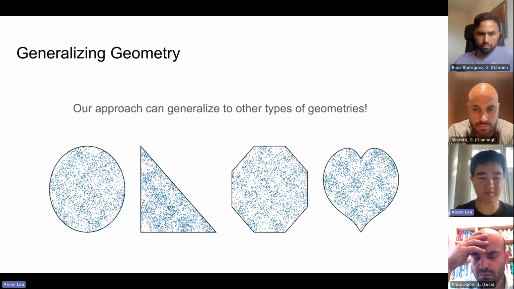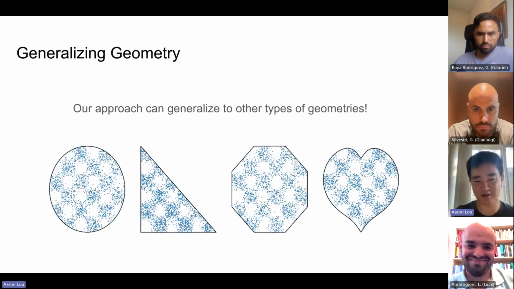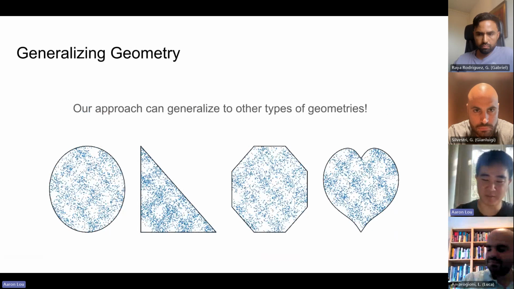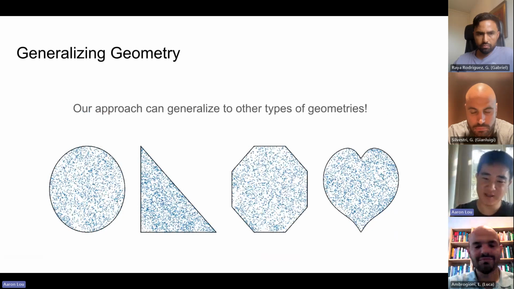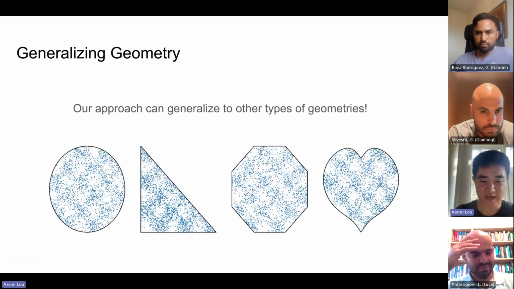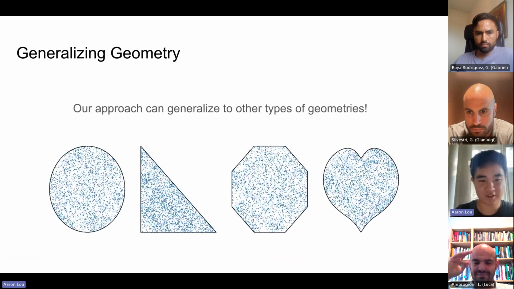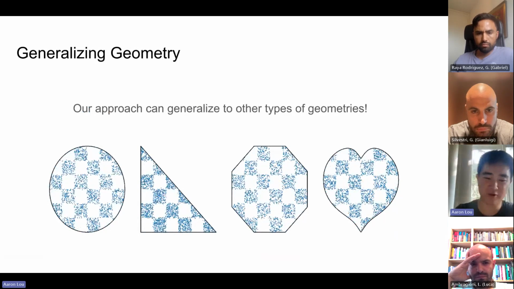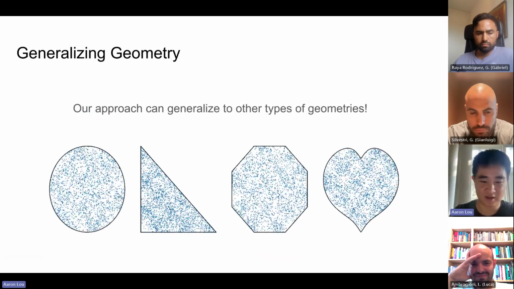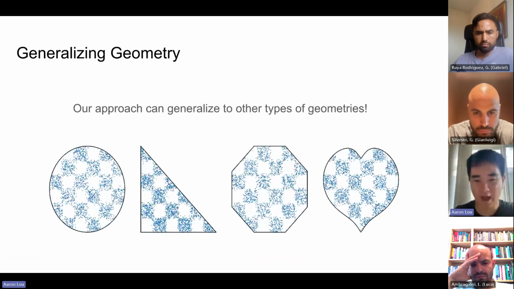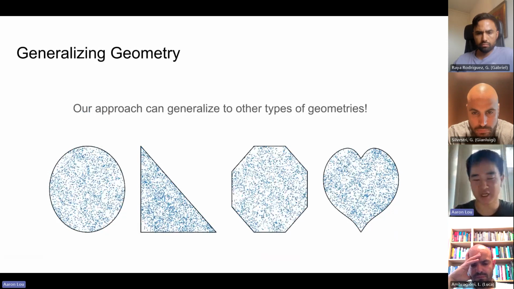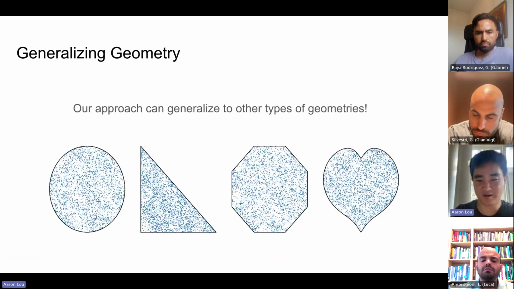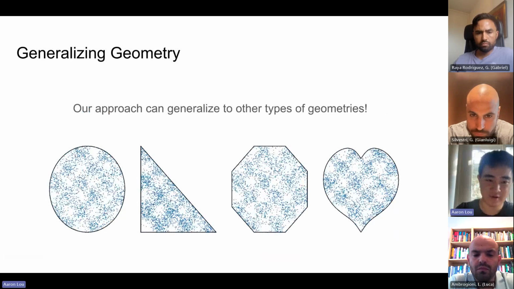But the last thing I want to talk about is that our method, while we presented it pretty heavily in the scope of the hypercube for images, is by all accounts not reliant on this setup. In particular, we're able to generalize the math to other domains, such as a ball, a simplex, or this octagon, or this heart shape. And we're able to generate samples, in this case a checkerboard, that are constrained to this domain.